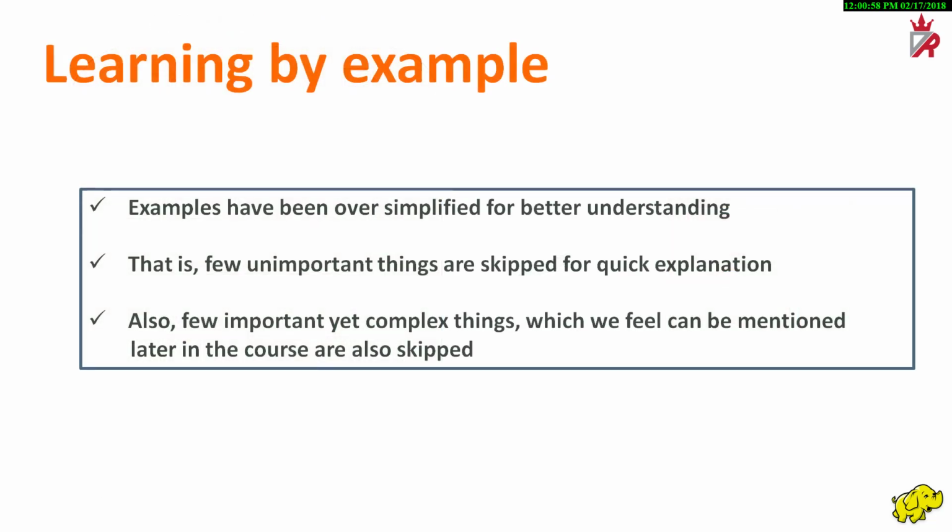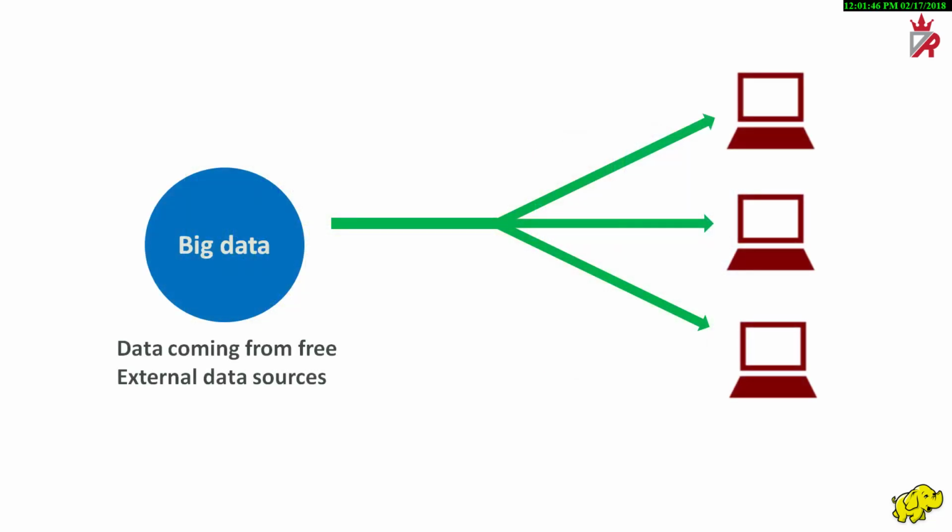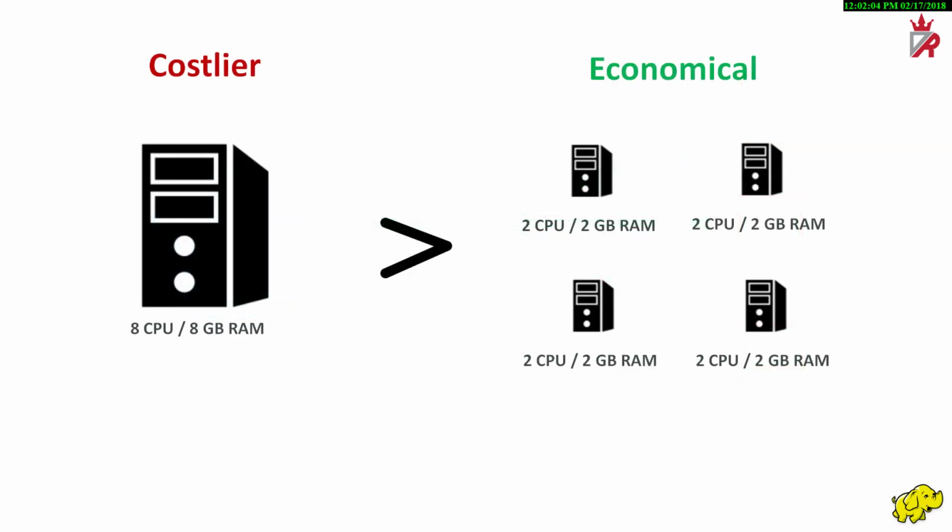Let us try to understand the horizontal scaling model by taking another oversimplified case. An online retail company, ByteCart, is keen on performing data analytics on data derived from free external data sources to improve their company's analytics and decision-making system. The volume of data available from external data sources is very huge, and for all the aforementioned reasons, ByteCart decided to go for the horizontal scaling model. They have realized that investing in a single machine with 4 times the power of a standard PC costs a lot more than putting 4 such PCs in a cluster.